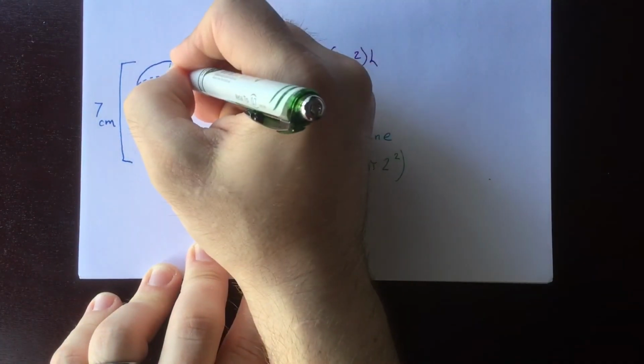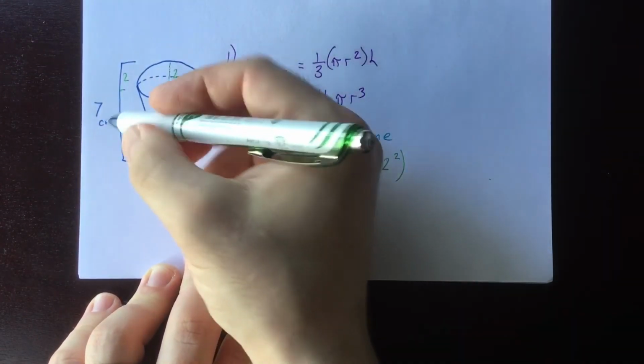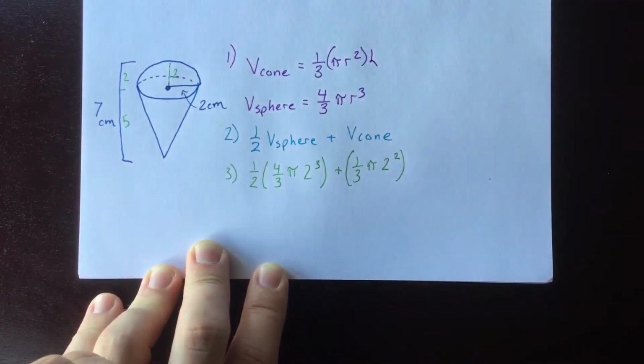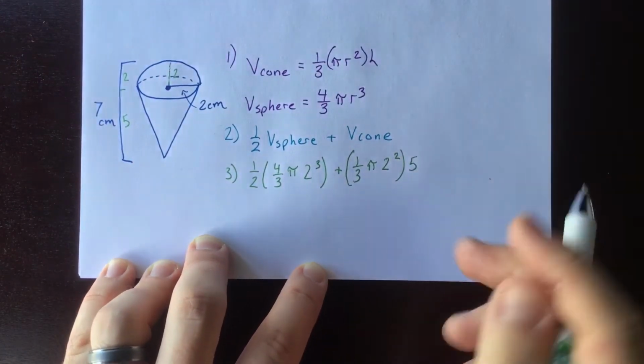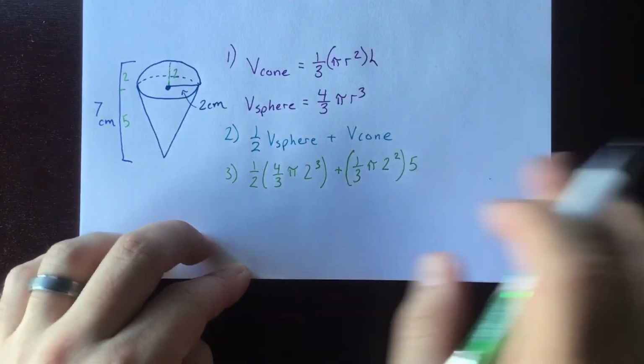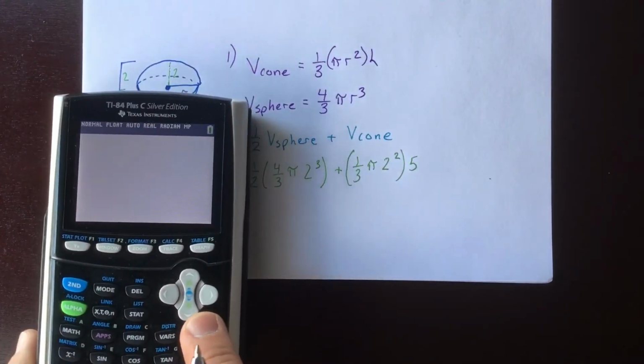So if this is 2, then we can argue, well, this must be 5 then, taking the difference of the 2. So then the height of our cone is 5. So this might be a little more complicated to do all at once in our calculator. Let's give it a shot.